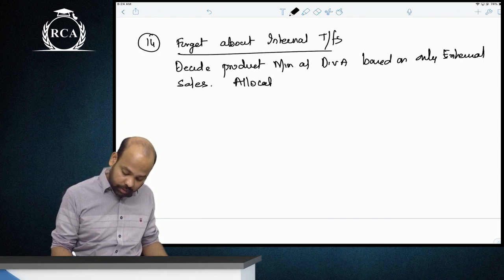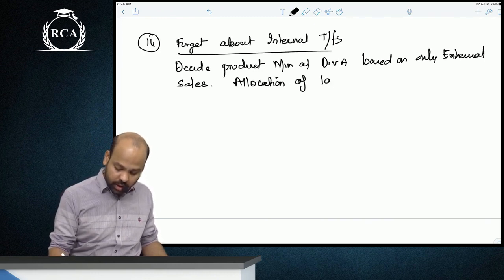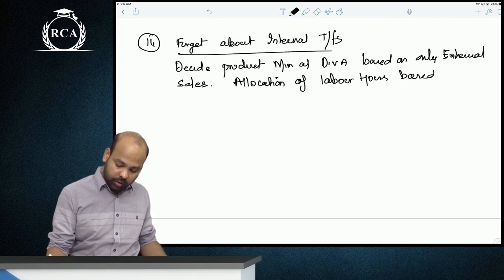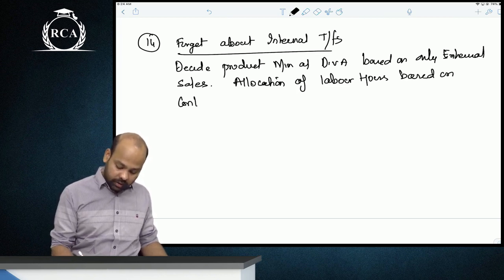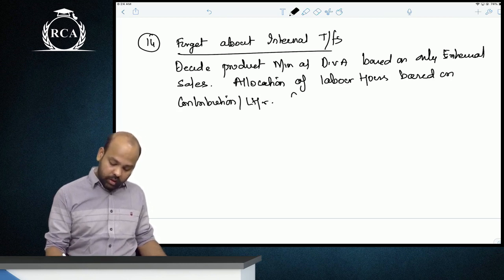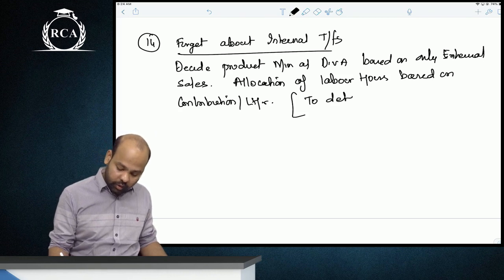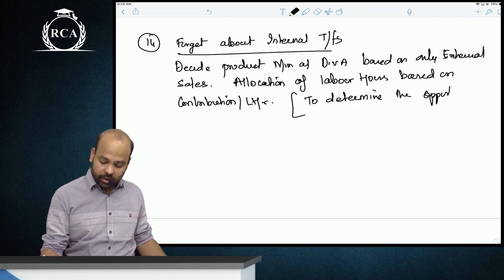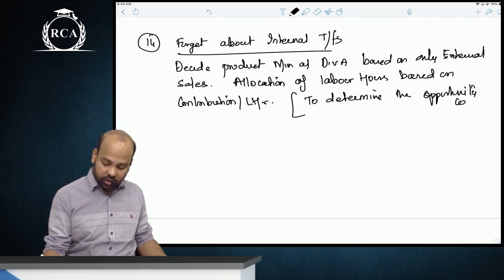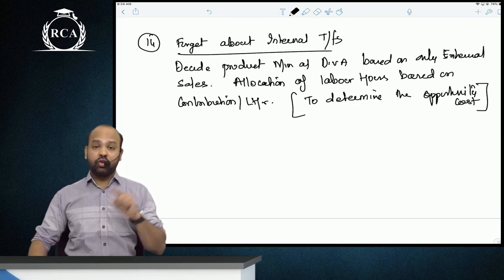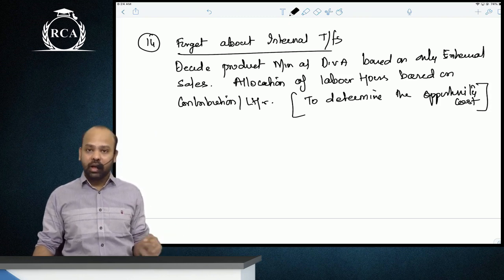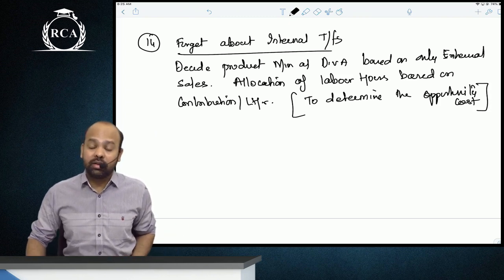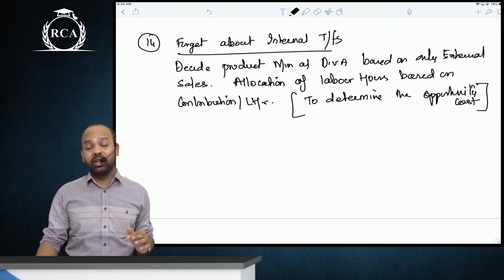Allocation of labor hours is based on contribution per labor hour. This part, everyone should be able to do. Is that understood? This is to determine the opportunity cost, in case I want to transfer internally. I should know the exact amount of my opportunity cost, and for that I should know which product sales I am reducing. Undoubtedly, I will reduce the sales of the product which contributes the least.